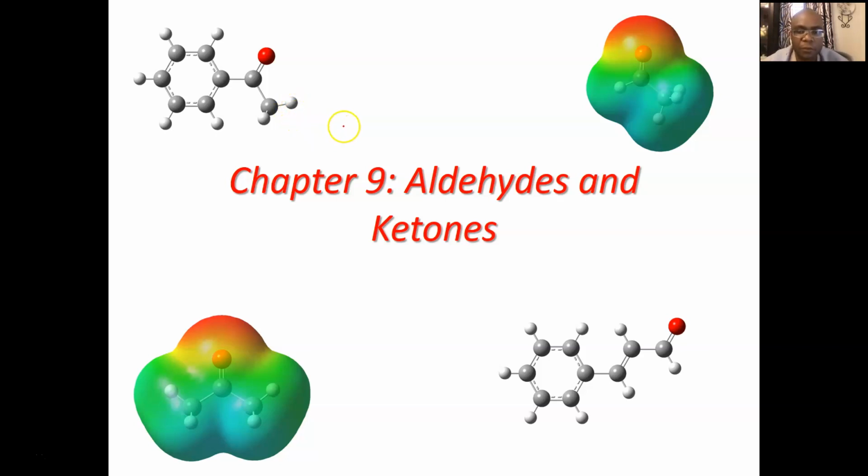Now we can do aldehydes and ketones. We've done alcohols, thiols. We've done alkynes, alkenes, alkanes, which are different molecule types in organic chemistry. Let's look at aldehydes and ketones. So what you're looking at here actually is acetylbenzene.